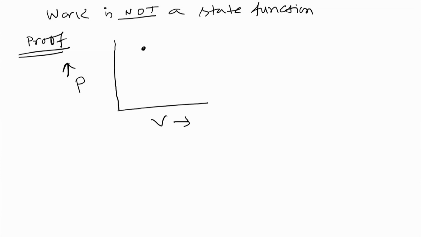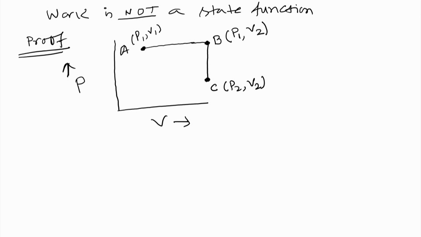We have one initial state at point A where pressure is P1, volume is V1, and we would like to reach a final state C where pressure is P2, volume is V2. We can reach from point A to point C like this way. We will first reach point B from point A by keeping the pressure fixed. We can increase the volume from V1 to V2. So, this is our path 1. So, we can reach from point A to point C via point B.